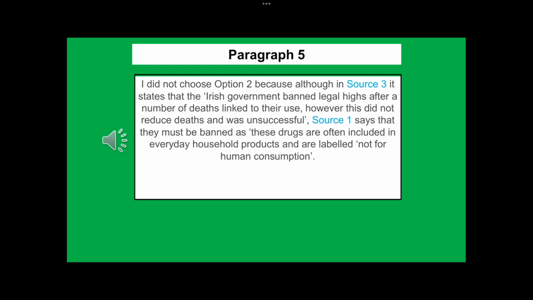So as you can see, the evidence from source 3 does back up the other option, which is option 2, not to ban legal highs. However, source 1 completely cancels it out with its evidence, so it's really important that you do give that strong point to support the other option, but ultimately come back in with another piece of evidence to support the option you went with, just to reinforce why you've chosen that option.